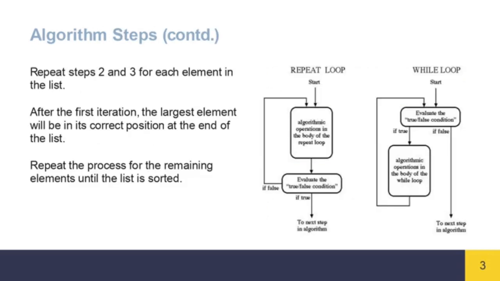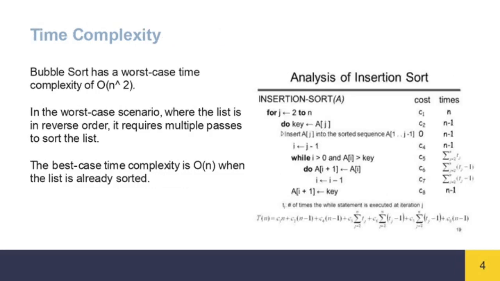Algorithm steps. Repeat steps 2 and 3 for each element in the list. After the first iteration, the largest element will be in the correct position at the end of the list. Repeat the process for the remaining elements.